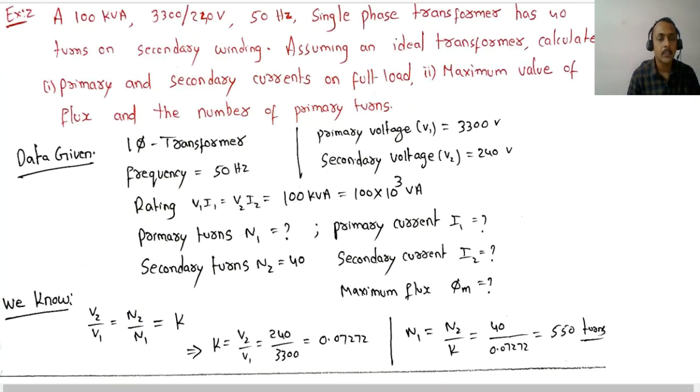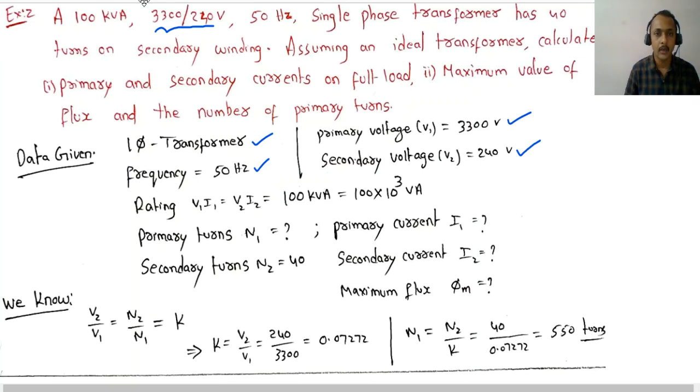Observe, dear students, first write down the data given. It is a single phase transformer. Frequency of supply is 50 Hz. Clear? 3300 by 240. How do you understand this? Most of the problems, the data will be given like this only. Its meaning is, the primary voltage V1 will be 3300 and secondary voltage V2 is 240.